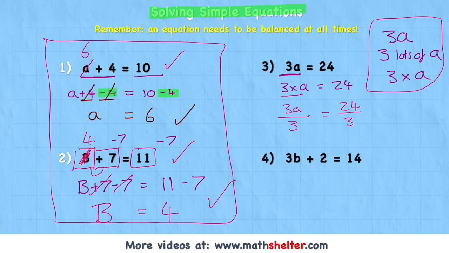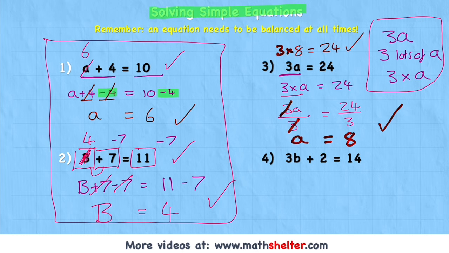But what this has enabled me to do is I've now cancelled out my 3 times a by having the divide by 3, and I'm left with just a on its own. So a equals 24 divided by 3, which is 8. So my answer is a equals 8. And I can check that by putting it back into the start. 3 times 8 equals 24.